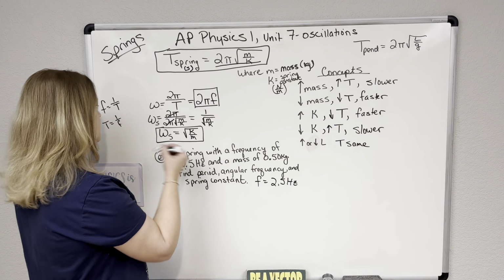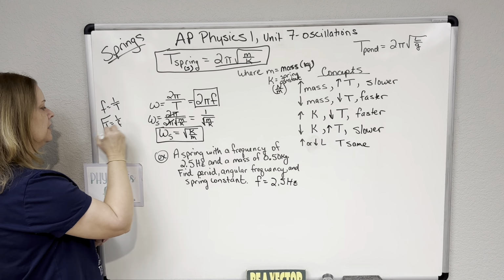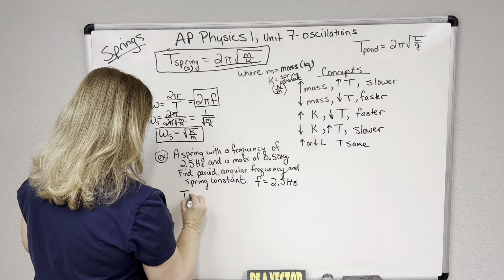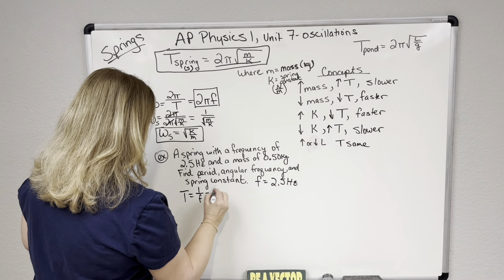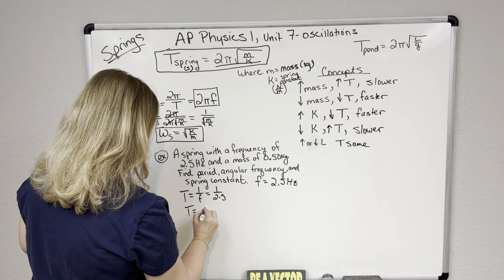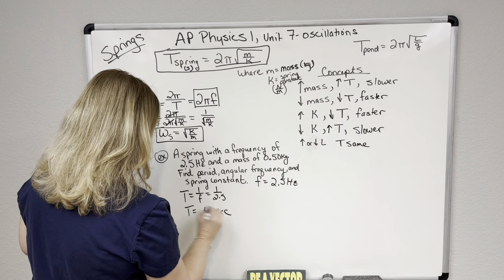Okay, well, here's the other thing. We said, hey, period is equal to 1 over frequency. So I'm going to do that. Period equals 1 over frequency, which is 1 over 2.5 hertz. So my period is 0.40 seconds.